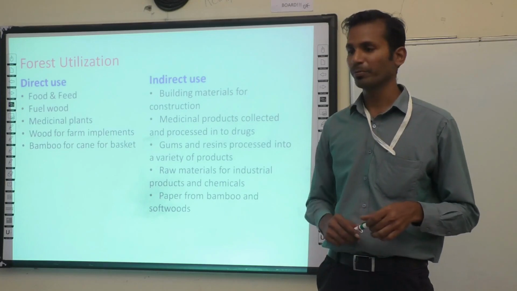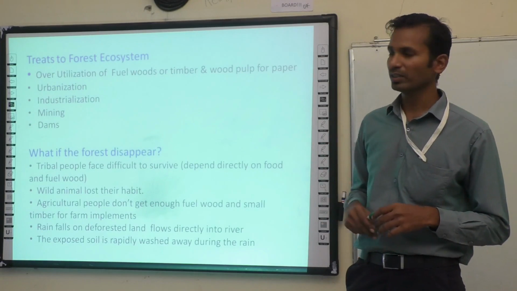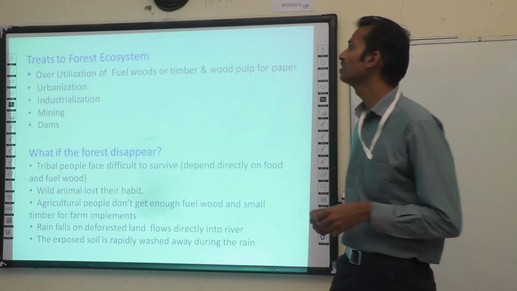So paper is also made from woods, and these products are used for the production of paper. So what are the threats? We have seen some of the uses. Now we are going to see about the threats.